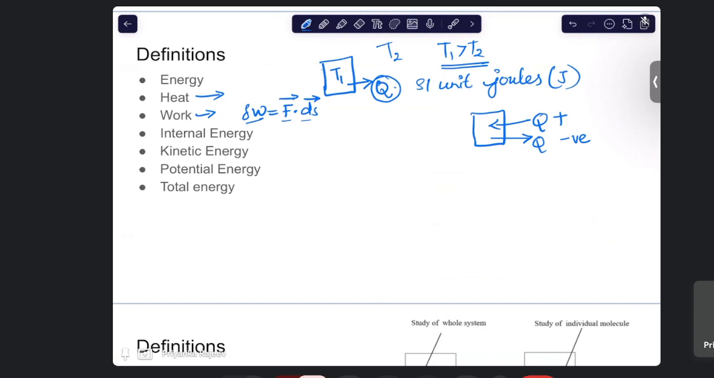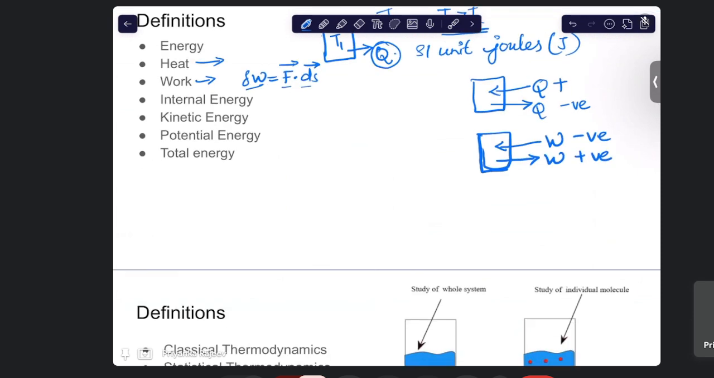And again, the sign convention of work is as follows. If you are providing work into a system, that will be negative, and if you are obtaining work from the system, that will be positive. Okay, now we have something called internal energy.